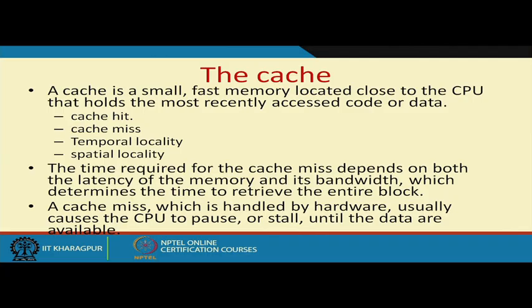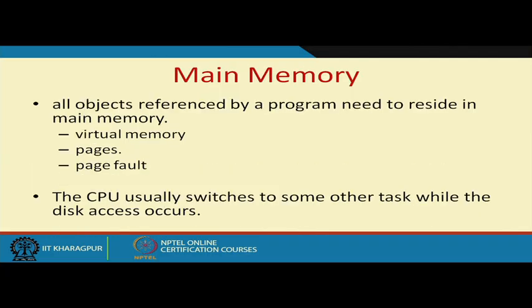Now, if the data is not available in the cache memory, they will go to the main memory, and if the main memory is not adequate, then a part of the secondary memory can be used as virtual memory. So, if it is not available in your RAM or main memory, then a page fault occurs, and if a page fault occurs, then disk access has to happen.